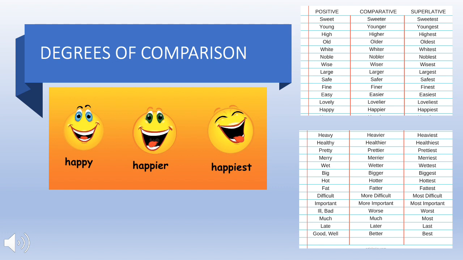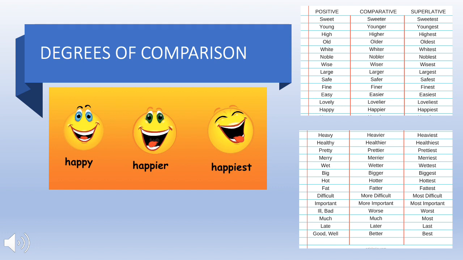You will notice some of the irregular words like good, for example. Good becomes better as a comparative and best as a superlative. This is a good book. This book is better than that one, and this is the best book. Similarly, adjectives that have more than two syllables, difficult, will become more difficult and most difficult.